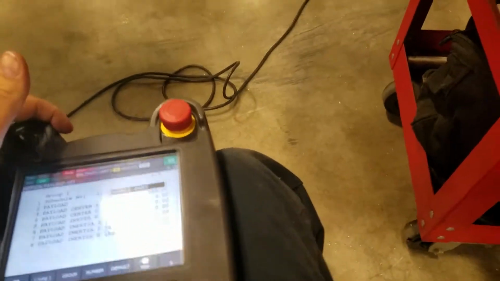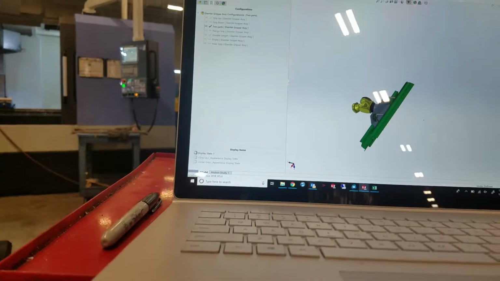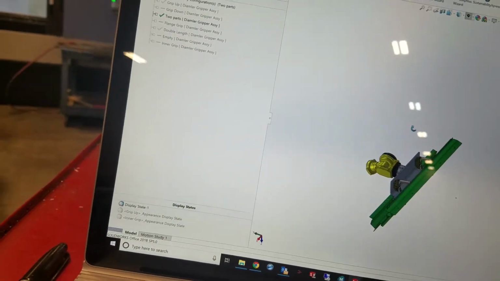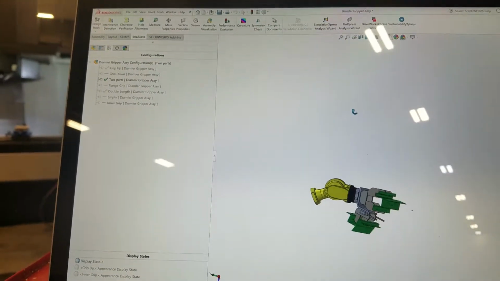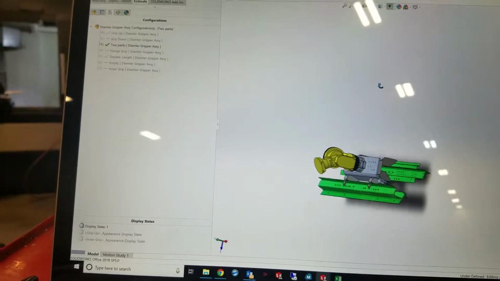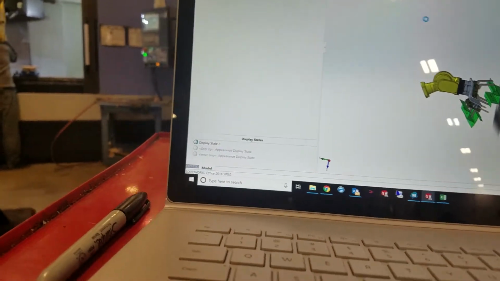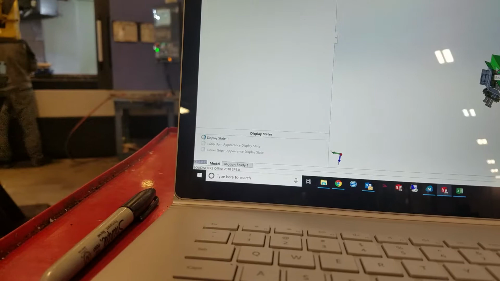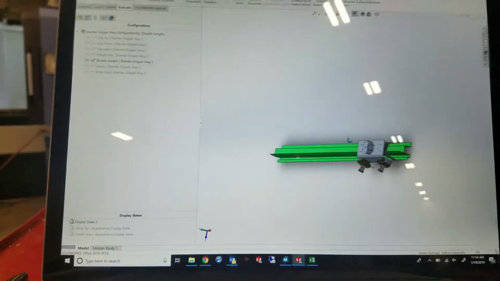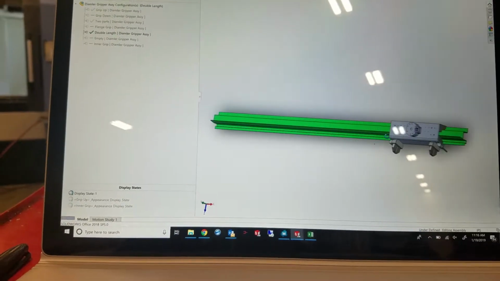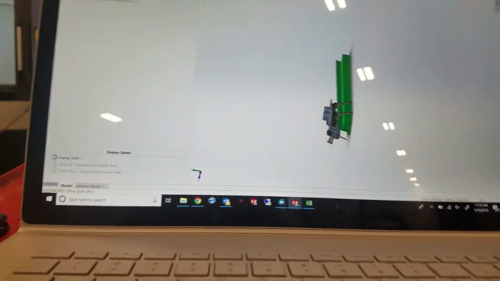So let me show you a few more details of how I did this. So this comes in a variety of different configurations. We're going to work on the double length. So we're picking up this giant stick of stuff. Oh, hey, I'm a terrible cameraman. Let's try that again. Anyway, so now we're going to do this one.